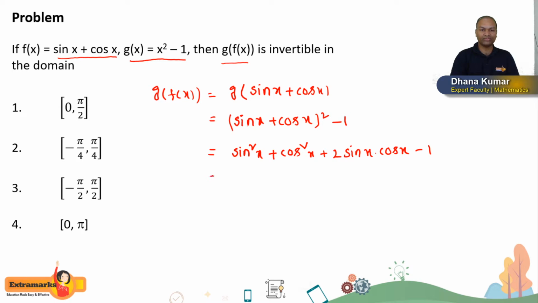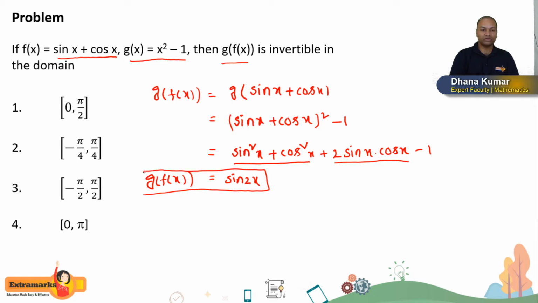So that is equal to, simplification here: sin square x plus cos square x, value is 1. 1 cancels, and remaining is 2 sin x cos x. Trigonometry formula, that is sin 2x. So g of f of x answer is sin 2x. Right. Finish. Here we got the g of f of x answer.